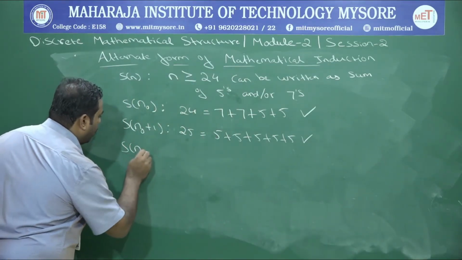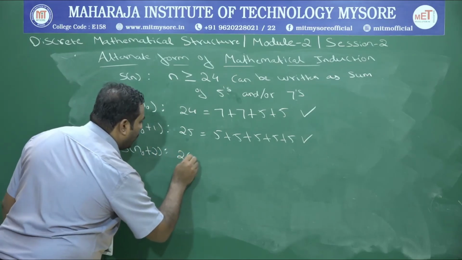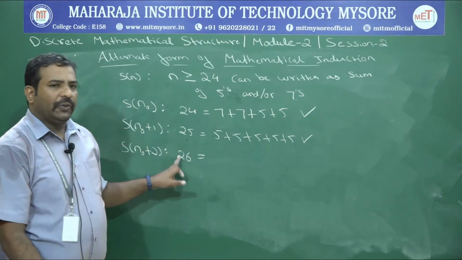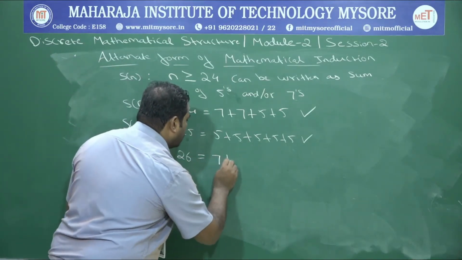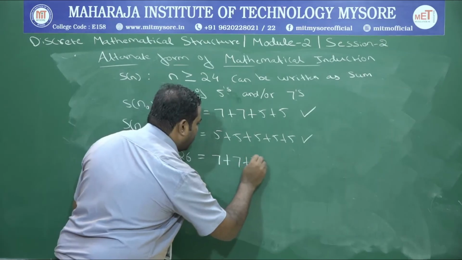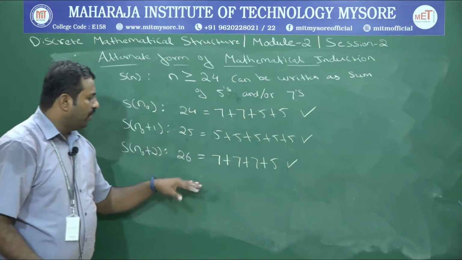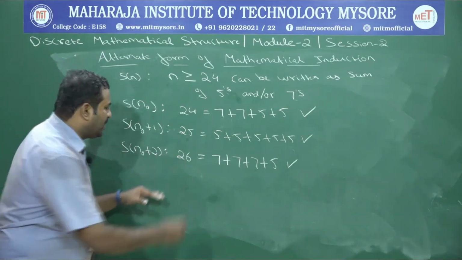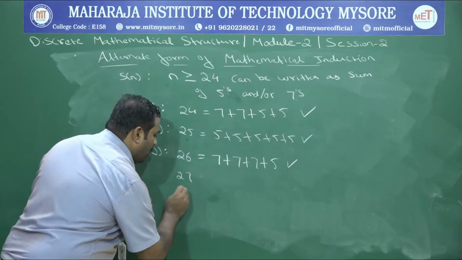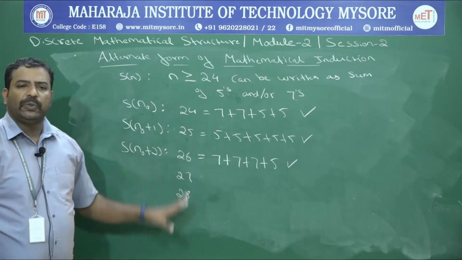Now check out n0 plus 2. This is going to be 26. Can I write 26 in the form of 7s and 5s? You can check it out. It's going to be 7 plus 7 plus 7 plus 5, so this is going to be true. Further, you can stop at any point. You can check with 27, you can check with 28. For all these cases, it's going to be true.